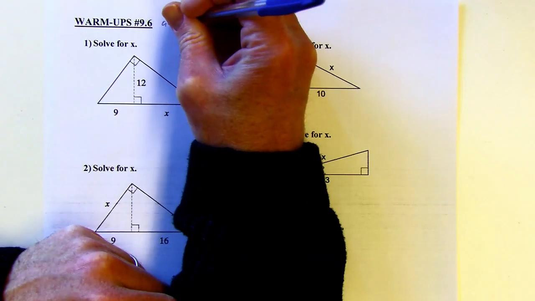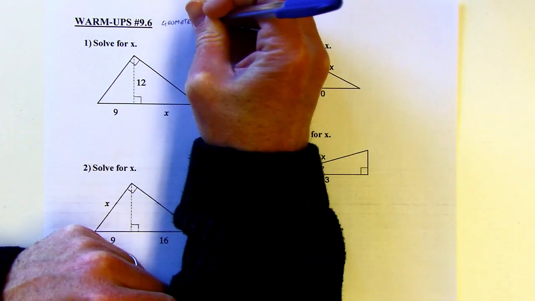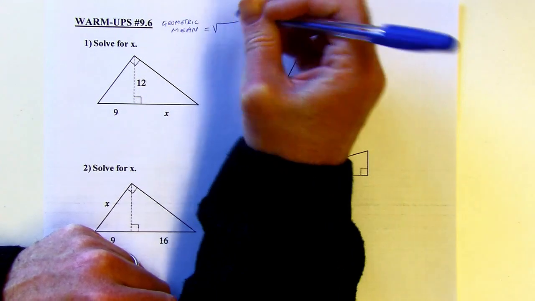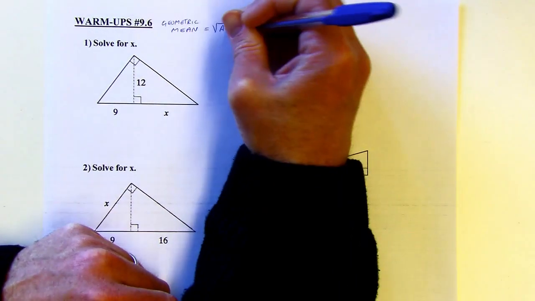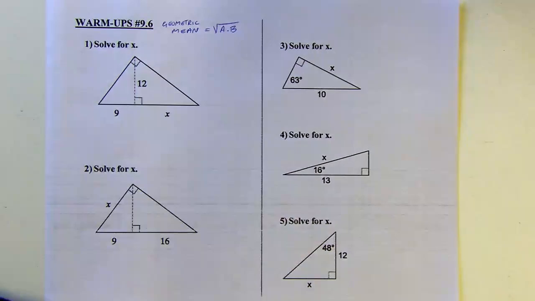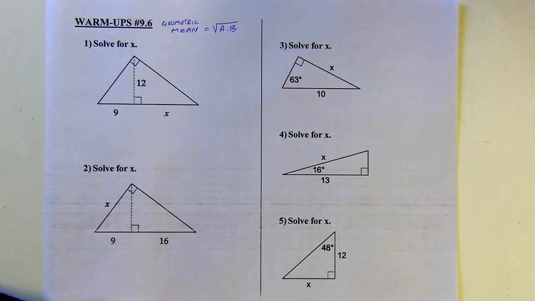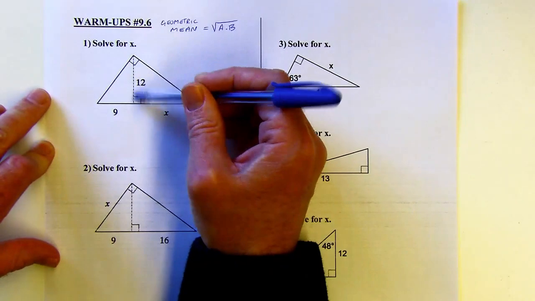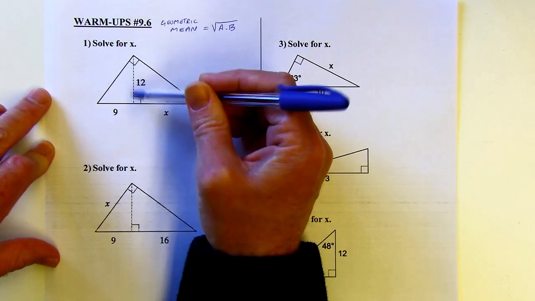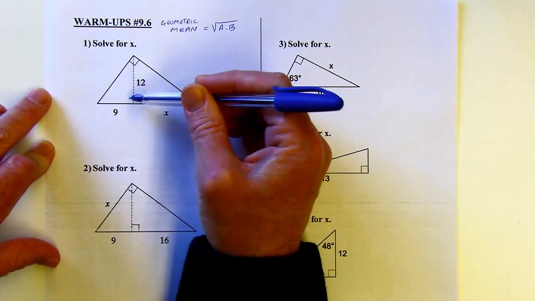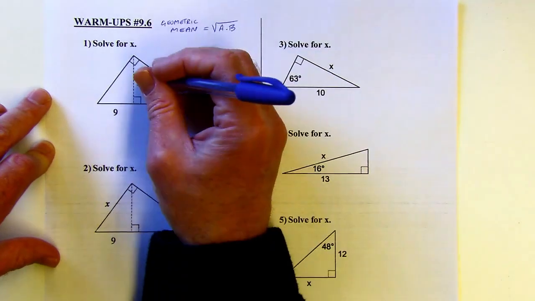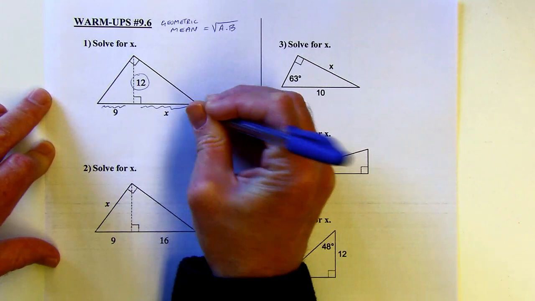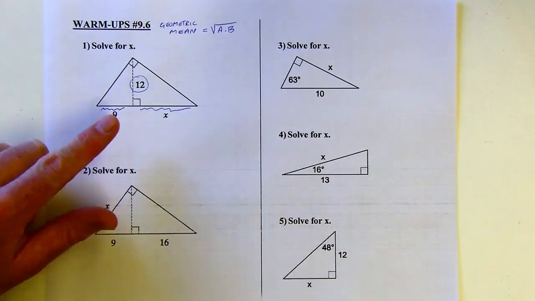So geometric mean, the little formula for geometric mean: the geometric mean between two numbers is going to be equal to the square root of those two numbers multiplied together, the square root of the product of those two numbers. Okay? So, when you're dealing with the altitude of the big triangle, which is the 12, the altitude or height of this big triangle, the height is going to be the geometric mean between the two parts that the hypotenuse of the big triangle is split into.